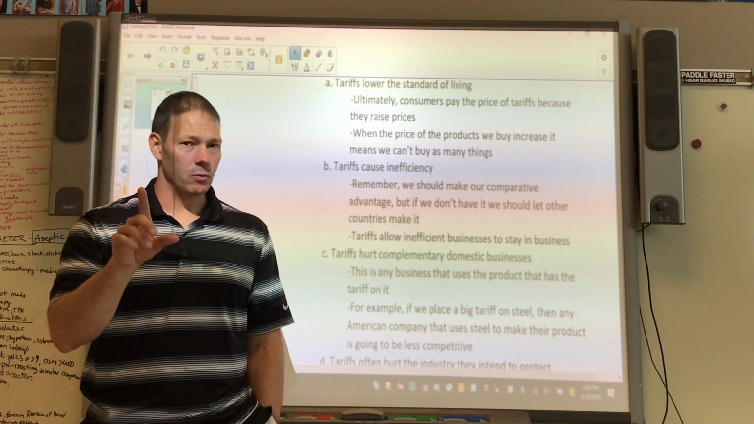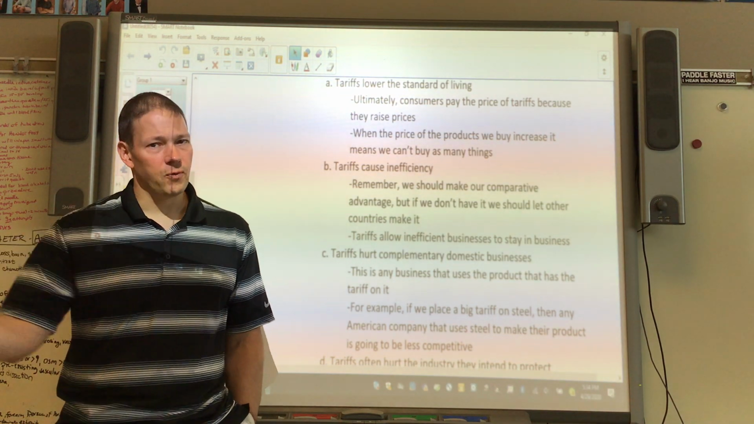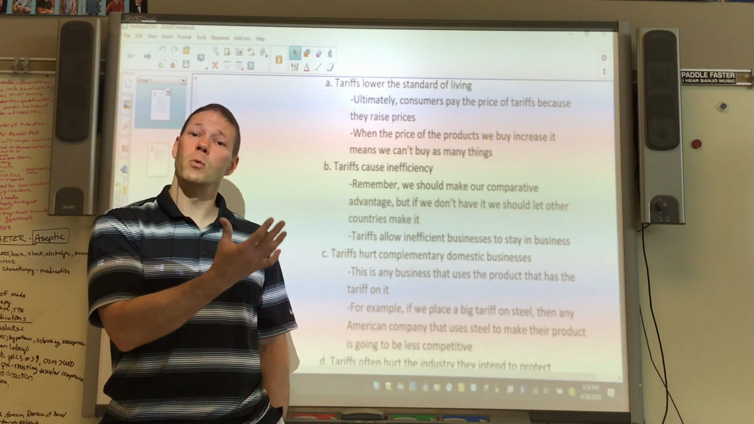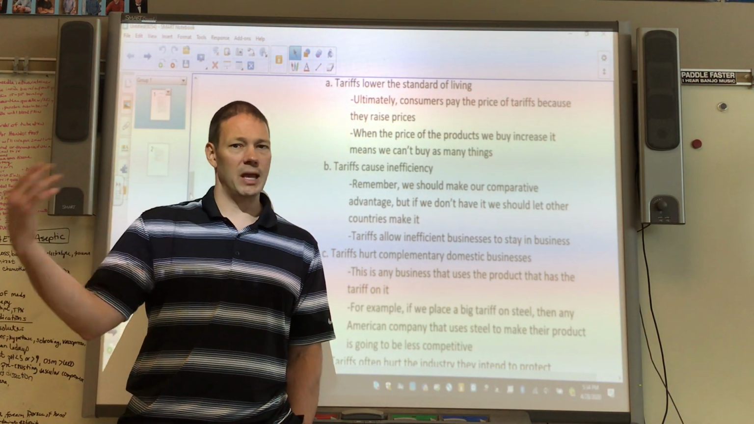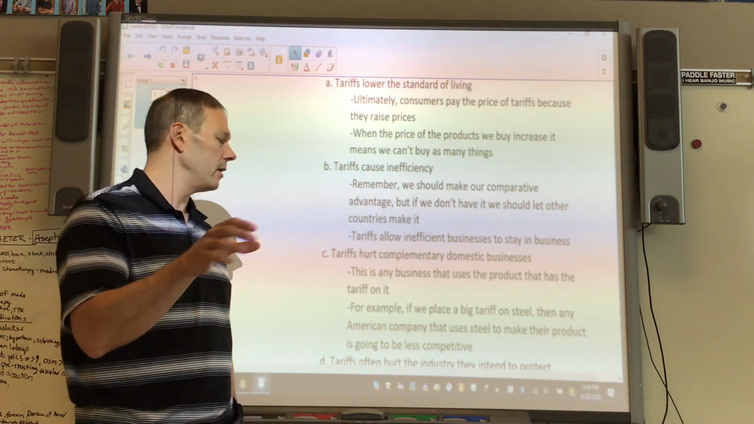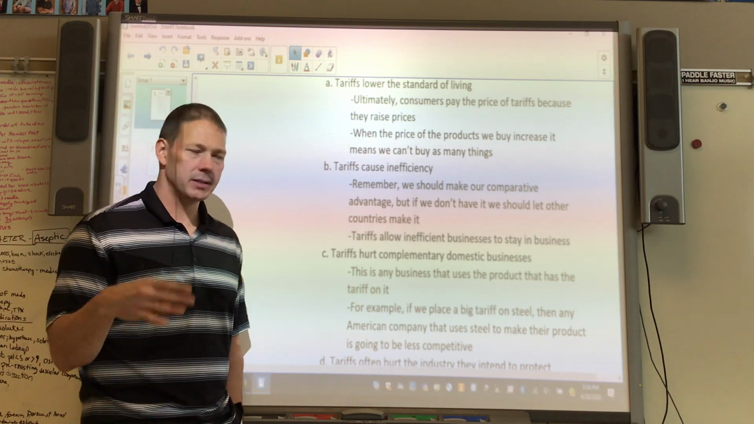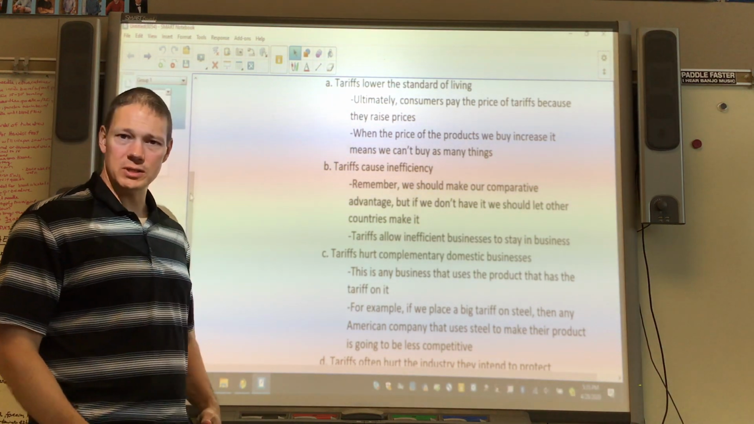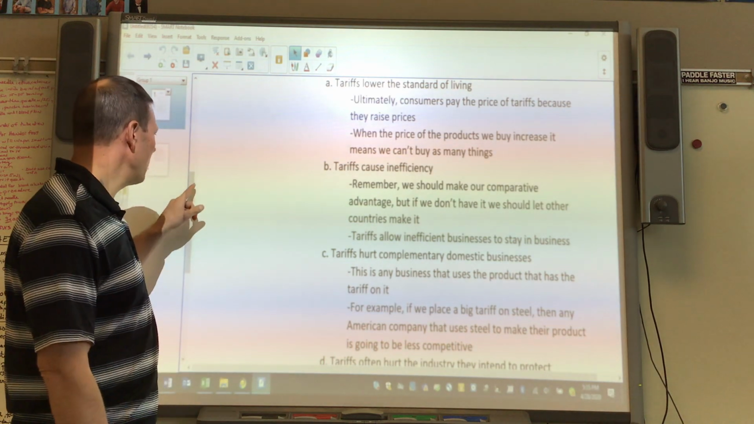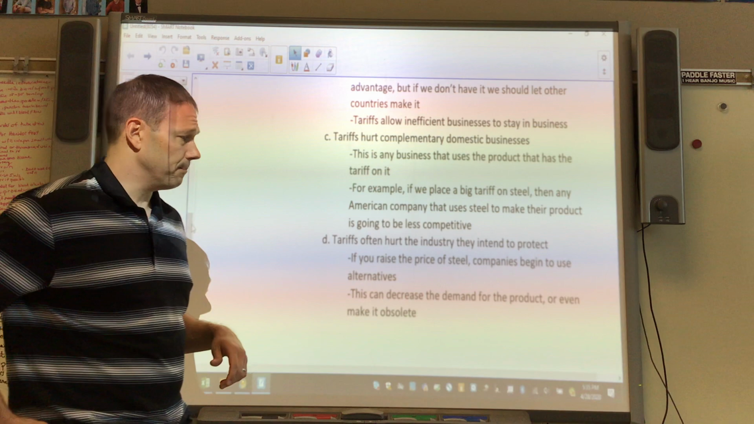Because by leaving, and we're going to see this in a second with a little demonstration I'm going to give you, it's freeing up resources to make the things that we're really good at. And we can make more of. And let the other countries make those things, and they'll make more, and then we all have more in the end. Well, when you put on tariffs, that balance does not take place, and we tend to lose there. So basically, inefficient businesses or industries are allowed to stay in the game, whereas maybe they shouldn't be staying in the game.